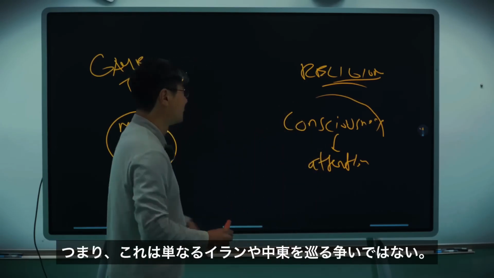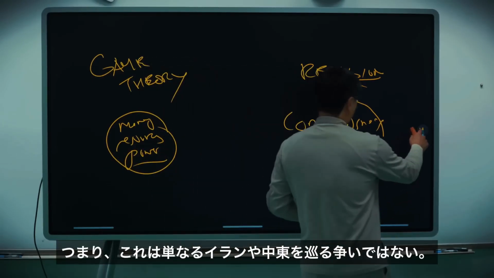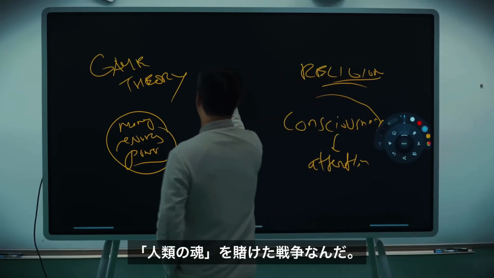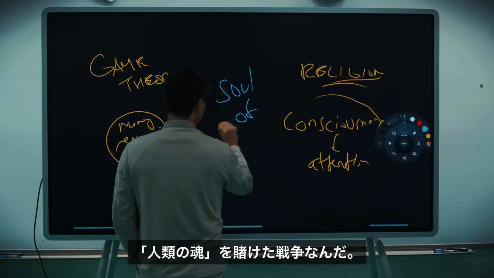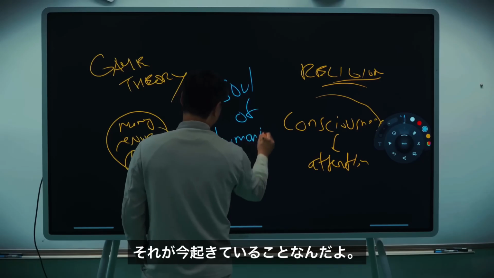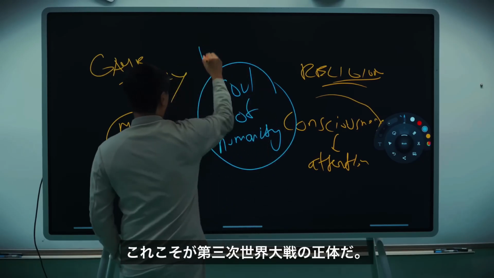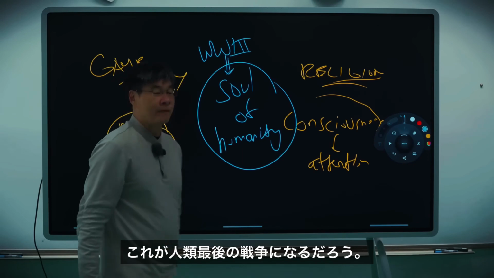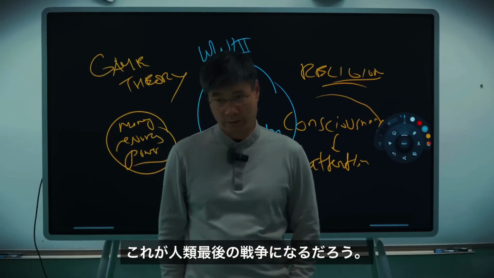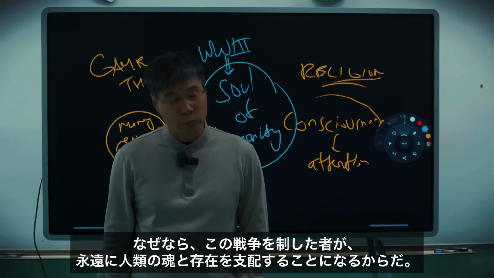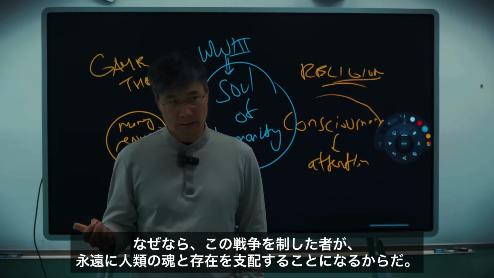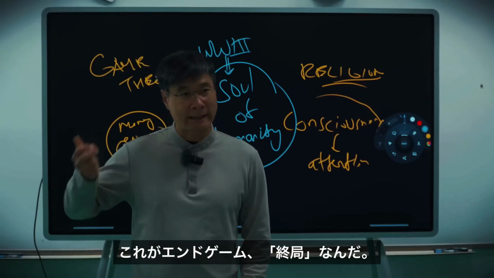In other words, this is a war not just for Iran. This is a war not just for the Middle East. It is a war for the soul of humanity. This is what's happening, guys. All right? This is what World War III is. World War III is meant to be the last and final war of all human history. Because whoever wins this war will control the very soul of human existence for all of eternity. Okay? That is the end game.